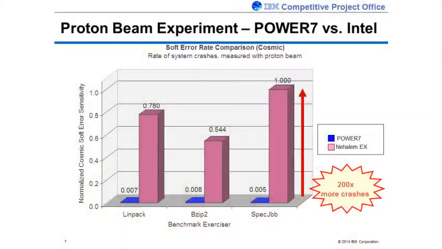We also looked at this against Intel, and what we can see from this chart is that the proton beam experiment shows 0 errors for the Power system, but we show lots of errors for the Intel system. And in this case, we had over 200 crashes on the Intel system.